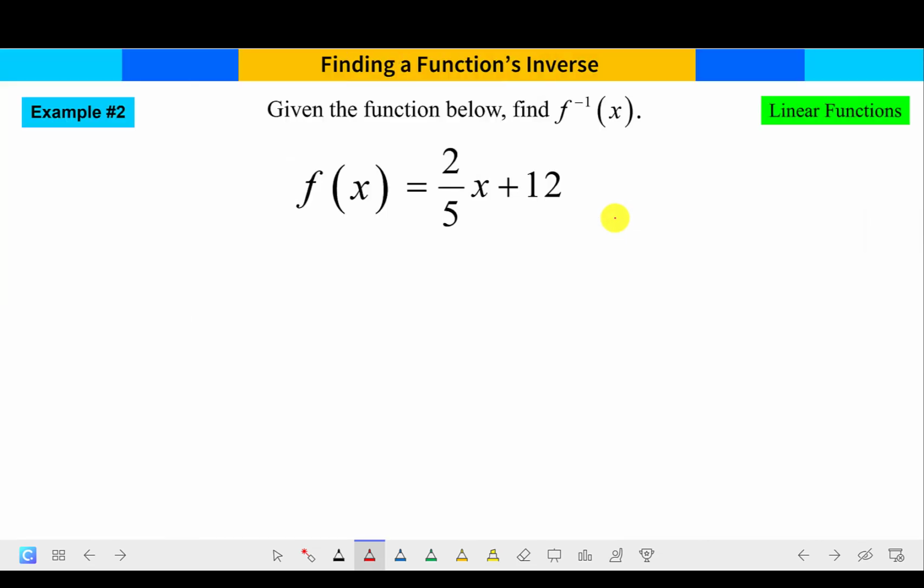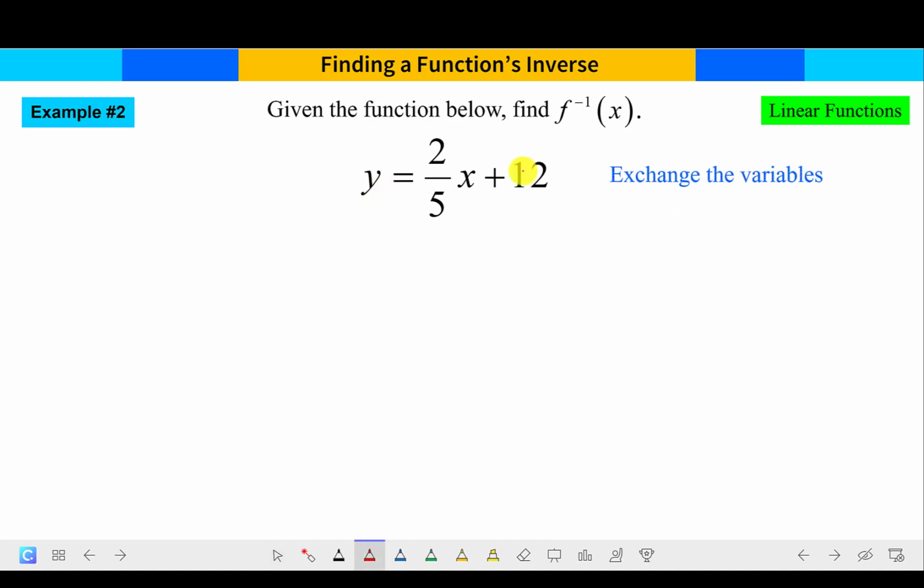All right. So pause this right now and try to find the inverse of this function. So please pause and give this a try. Okay. Hopefully you're back. So my first step is I'm not actually going to write it with f of x. I'll just write it with y, and then I'm going to swap my variables.